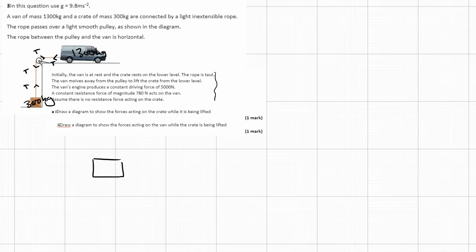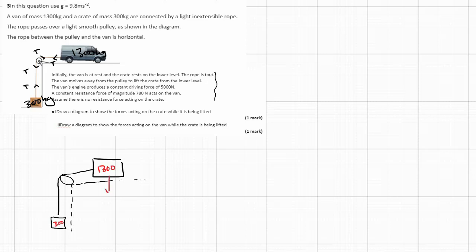So draw yourself, that's my car, that's my box, this is my wall, this is my pulley, and my rope goes here. So I'm going to label on what I've got. I draw the masses inside. My units there would be kilograms. And then I'm going to draw the forces on.